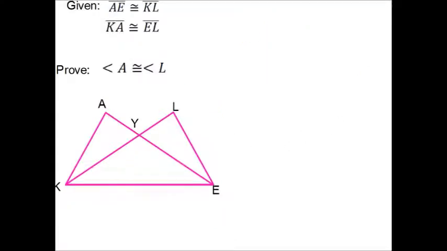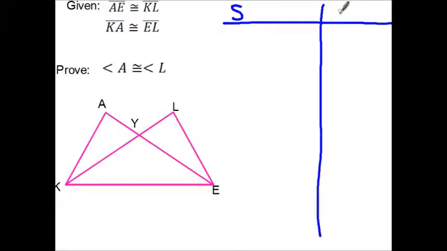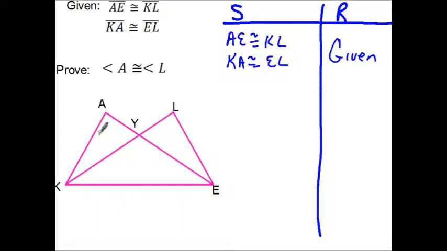Alright, so now let's practice some proofs with overlapping triangles. So here we go. Let's start off with our statement and reasons, and let's start off by listing out those givens. Our first given, AE is congruent to KL, that's given, and KA is congruent to EL, that's also given, and let's mark that up. We got AE, this piece right here, is congruent to segment KL, which is this segment right here.